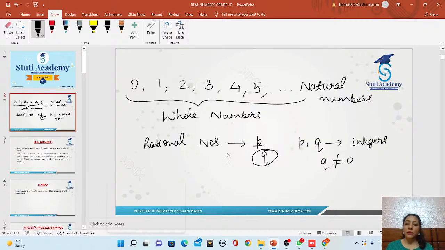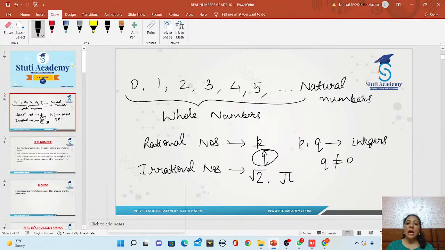Now in grade 9, we came up with a new concept of irrational numbers. That's very simple. Irrational numbers are those numbers which are not rationals, that means which cannot be written in p by q form. For example, we have square root of 2, which is an irrational number. We have pi, whose value is also irrational. This is all we started in grade 9.